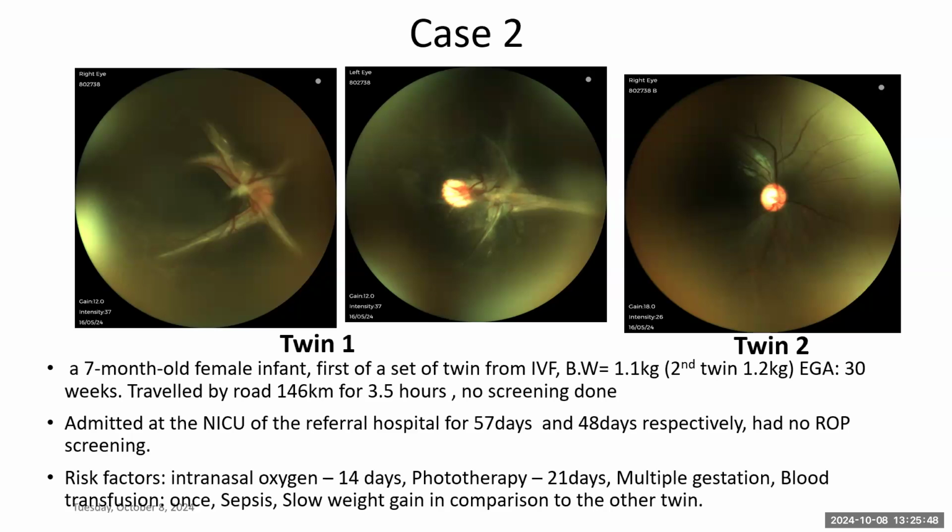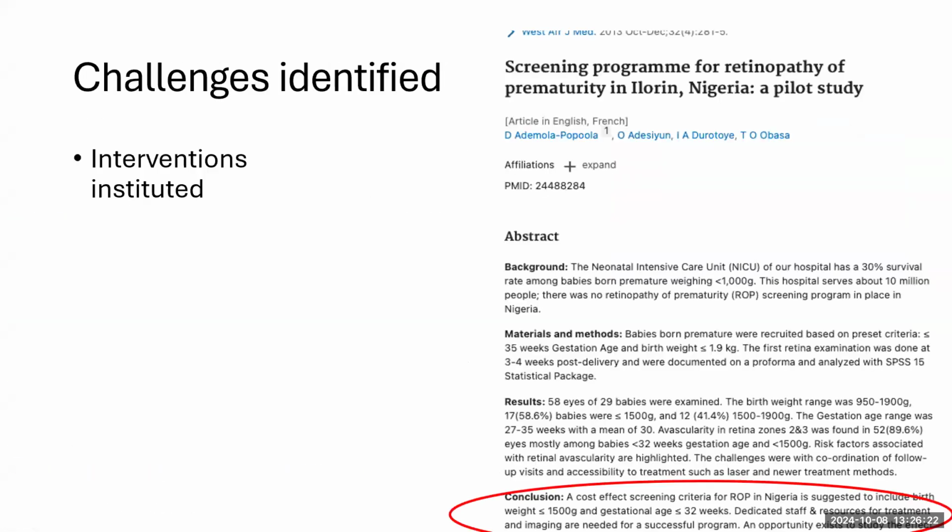And of course, we could see that it was a twin. One twin had cicatricial ROP, as you can see here, already retina detached, but the second twin did not have ROP. The baby also traveled 146 kilometers, closer to us, 3.5 hours, but because of no screening, that baby had blinding ROP, just to show how having a screening program can change the situation of a child. Next slide, please. The next slide just shows some of the things that have worked for us over the time.